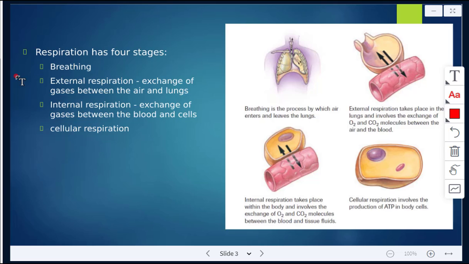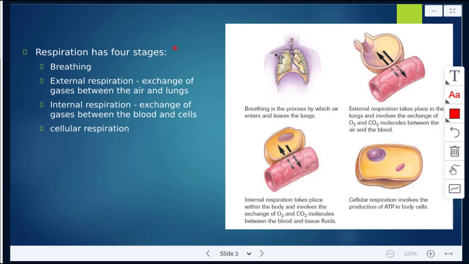So breathing, external respiration, that's the exchange of gases between the air and lungs. There's internal respiration, that's the exchange of gases between the blood and the cells. And then there's cellular respiration and the production of ATP.